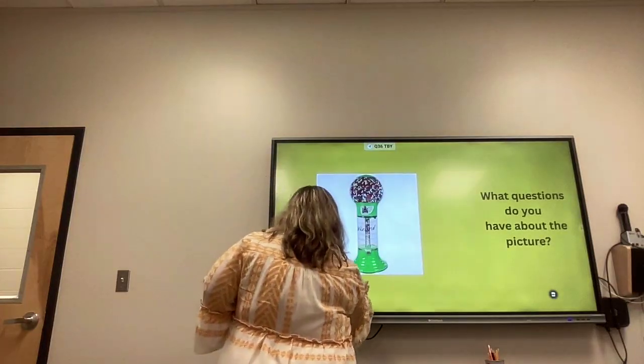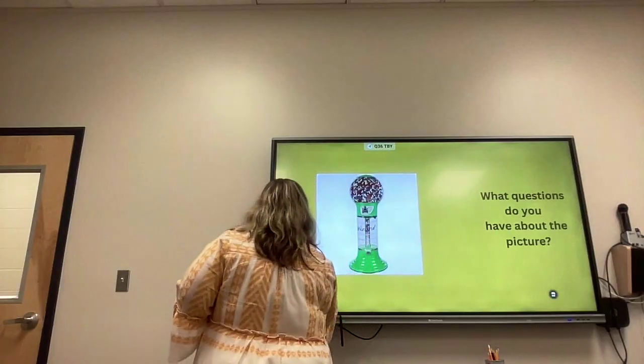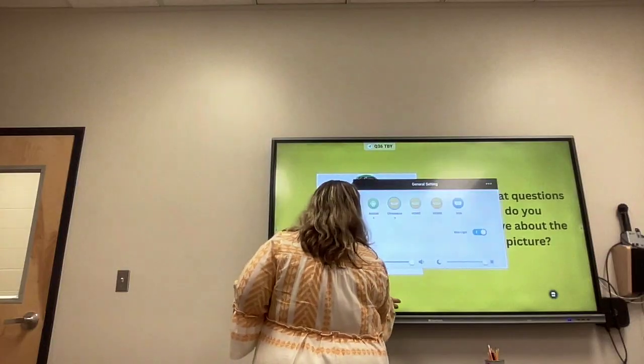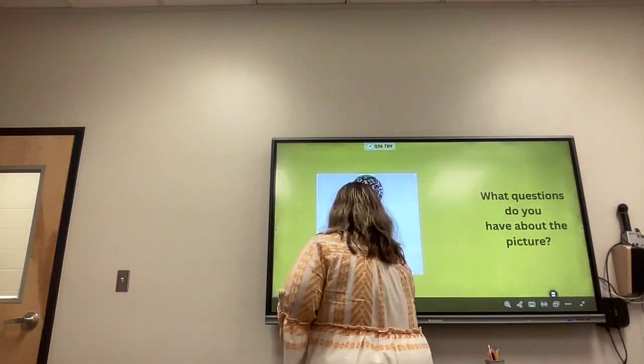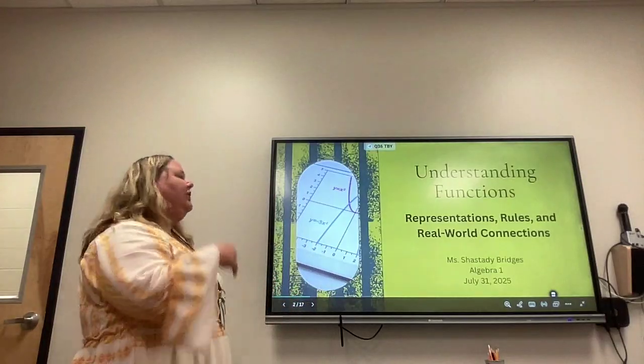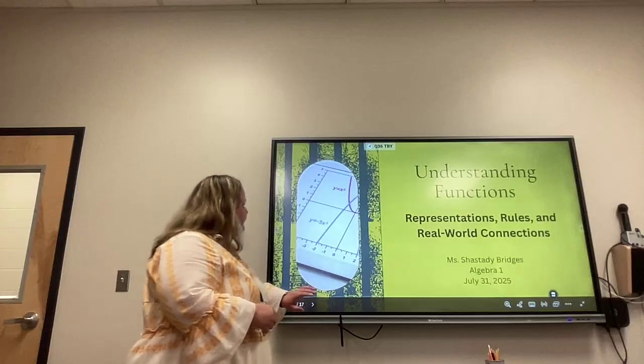Let's see if I can get moved to the next page. There we go. Okay, so understanding functions, we're going to look at representations, rules, and real-world connections.